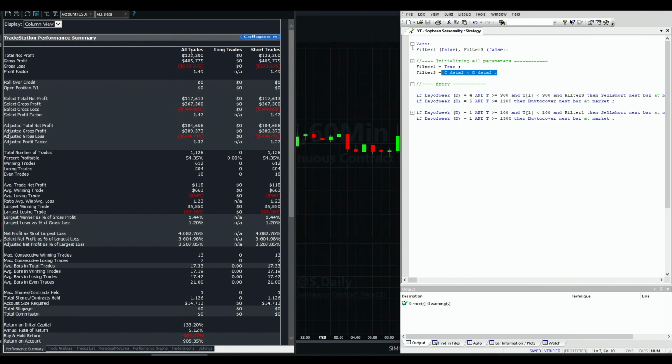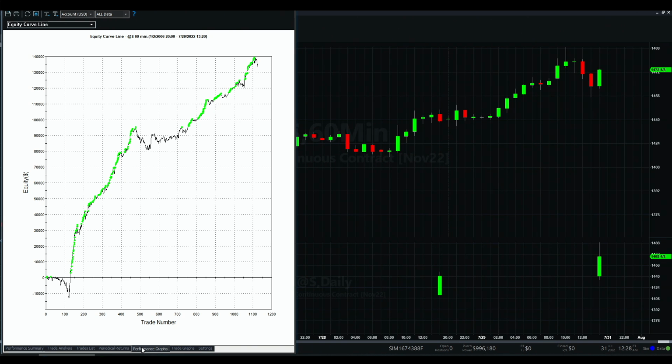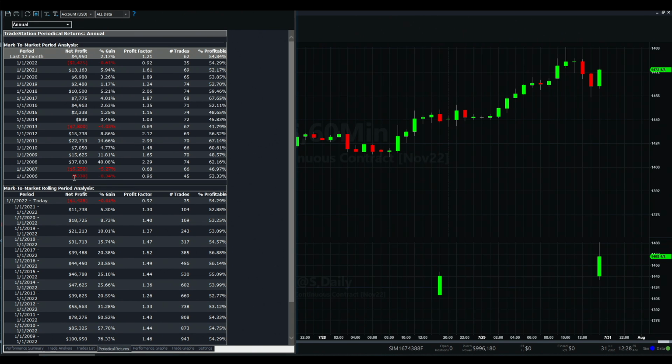So here is the performance now. From the 2 patterns, we make $133,000. 1126 trades, averaging 118, which is plenty. And this is our amazing equity curve. Of course, we still have a drawdown here, which happened in 2006, 2007. 2013 was a loss, and currently this year it's a little bit of a loss.